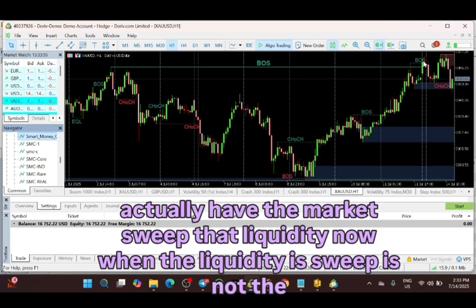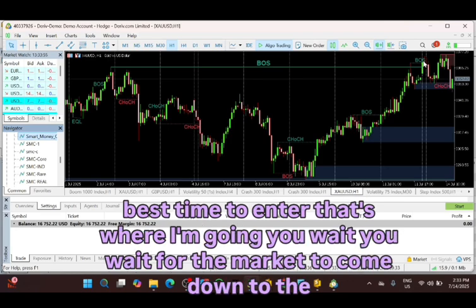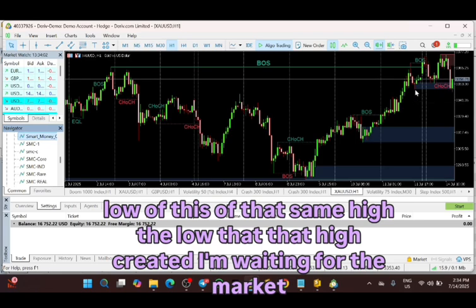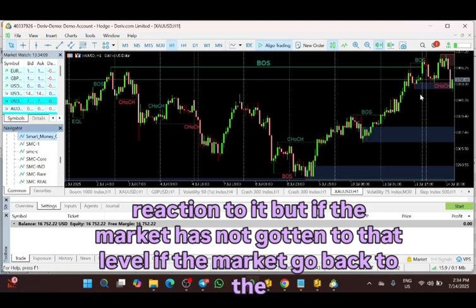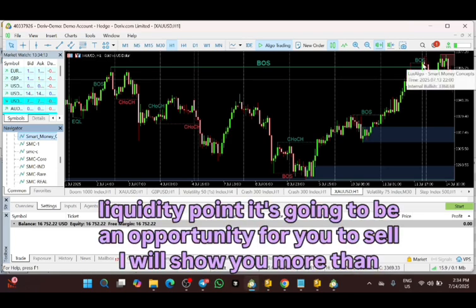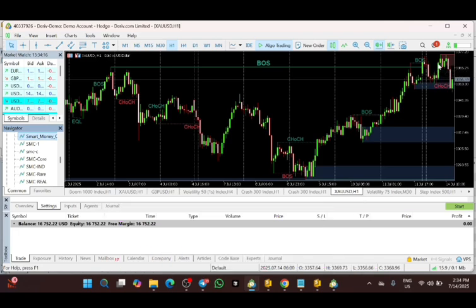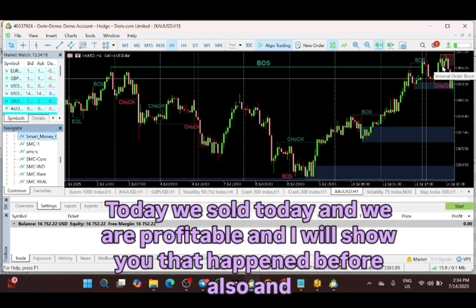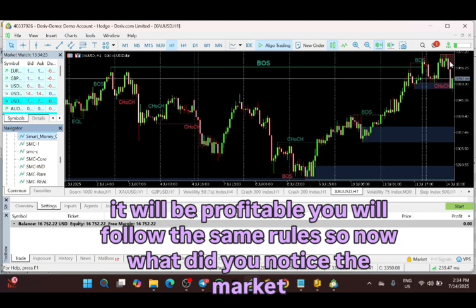When the liquidity is swept, it is not the best time to enter. You wait for the market to come down to the low that the same high created, and wait for the market's reaction to it. But if the market has not gotten to that level and goes back to the liquidity point, it's going to be an opportunity for you to sell. We sold today and we are profiting. I'll show you where it has happened before also, and it will be possible if you follow the same rules.